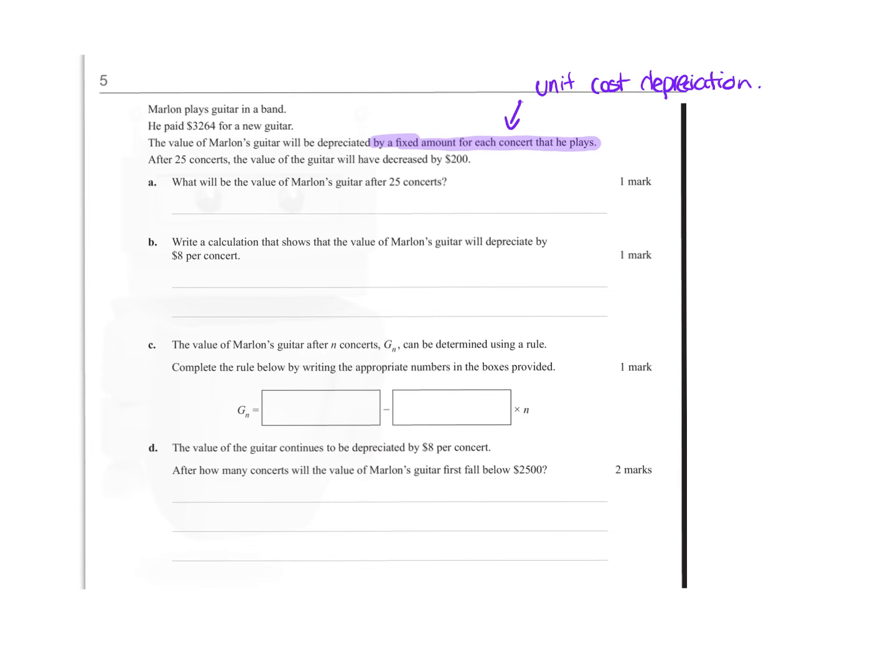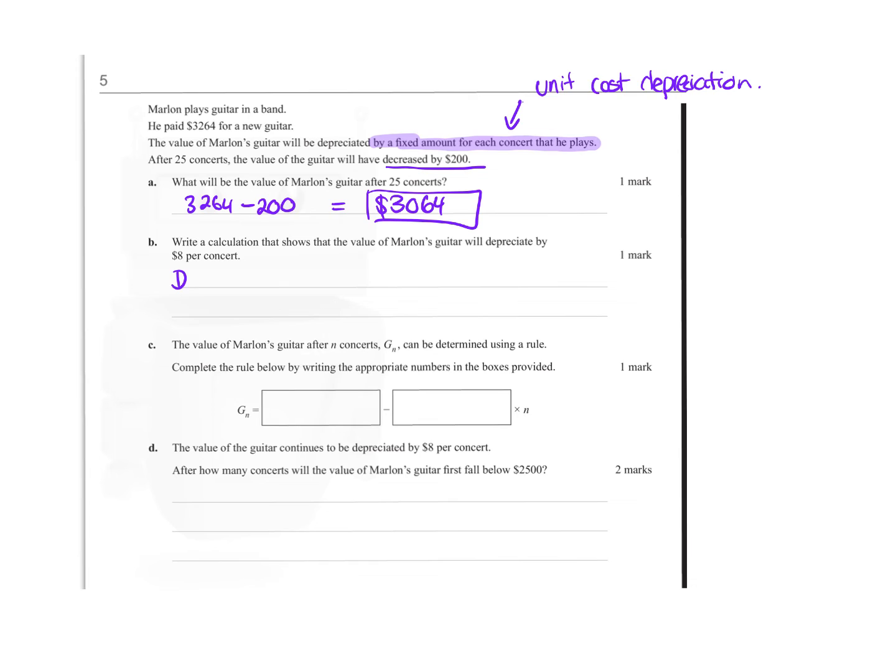Okay, after 25 concerts, the value of the guitar will have decreased by $200. So they've told you how much it dropped by. What will the value of the guitar be after 25 concerts? You just had to do 3,264 minus the 200. So it was $3,064.